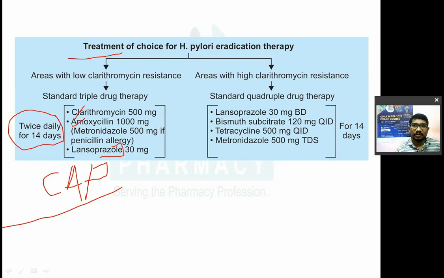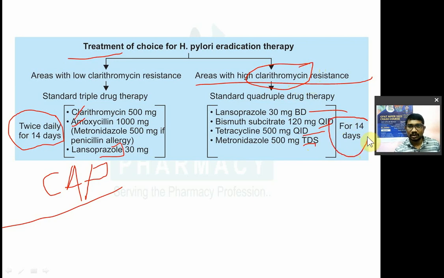That is known as a CAP. That is known as a triple therapy. Now what do you mean by quadruple therapy for H. pylori? In the areas where there is resistance to clarithromycin, you have to use these four drugs: lansoprazole, bismuth subcitrate, tetracycline and metronidazole. If there is clarithromycin resistance, replace clarithromycin with tetracycline, again for 14 days. This is known as a quadruple therapy.